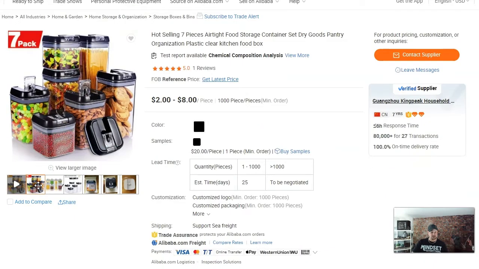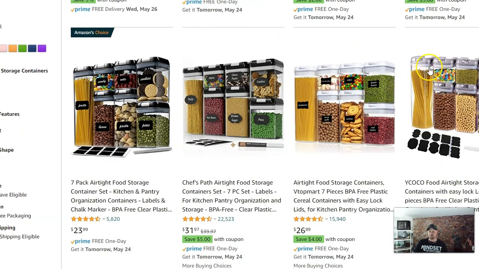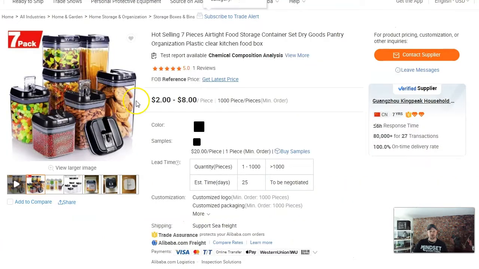All right, so we're looking for that product right here. Let's see. Sometimes the funny thing is they'll use the exact same pictures. So these are pretty much, all of these are very, very similar.